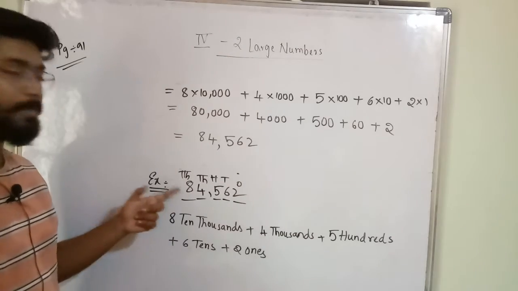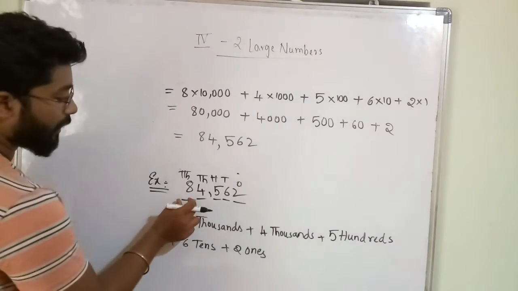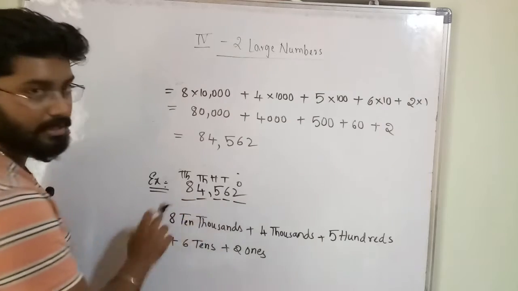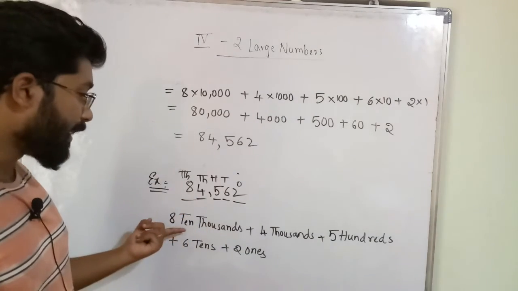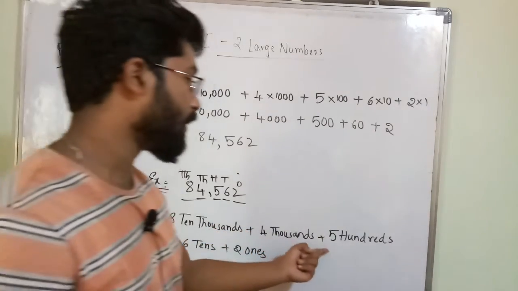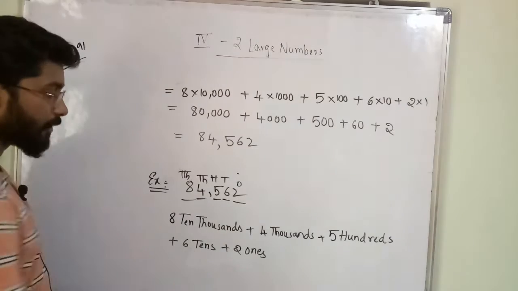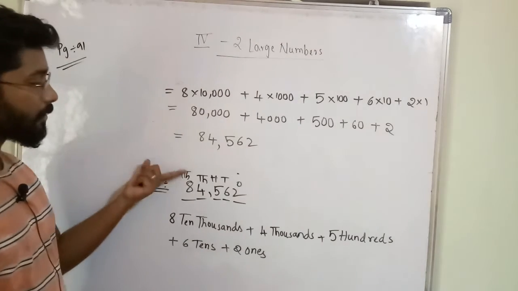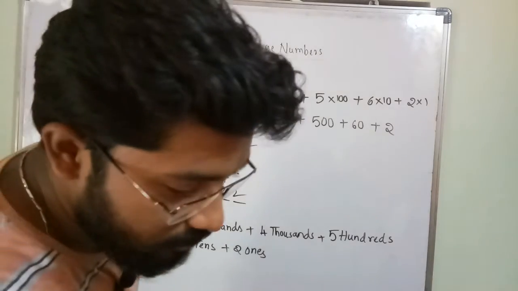Remember that expanded form is not a new thing. If you find out the place value for every digit in the number, if you sum all of them, 8 10,000s plus 4,000s plus 500s plus 6 tens plus 2 ones, you are adding all of them, no. If you add all of them, then you will get the expanded form. That's all. It is not a new thing.